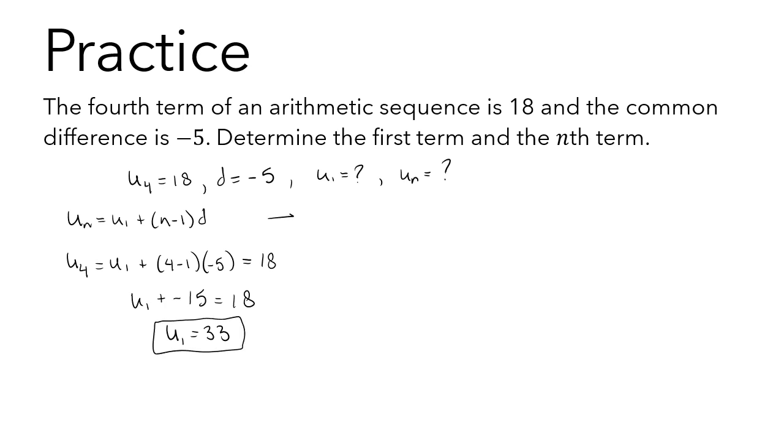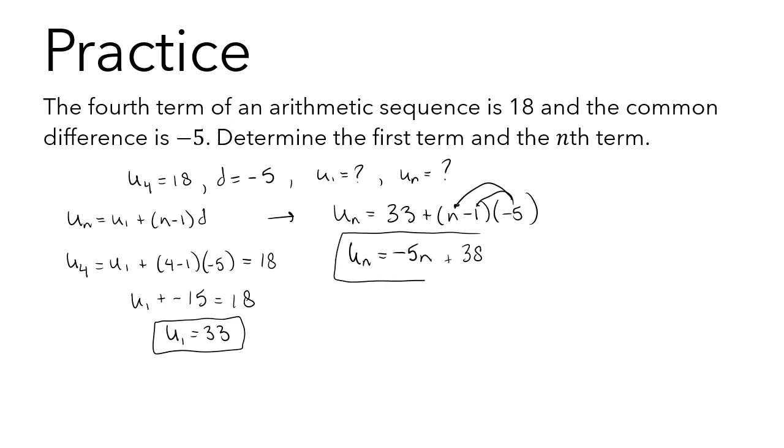To find the nth term, I just have to write out the formula. un is going to equal u1, 33, plus n minus 1 times d, which is -5. And we can simplify this a little bit more. un equals -5n, because -5 times n, and then -5 times -1 is +5, plus 33 gives you 38. So this is the nth term.